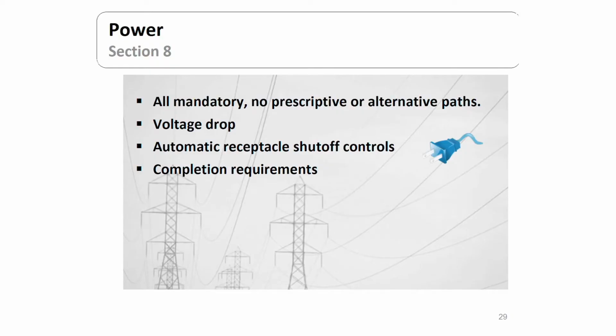And even shorter will be the power section. That's Section 8. This section is all mandatory. There's no prescriptive or alternative paths available to you. It's going to deal with voltage drop. It's going to talk about automatic receptacle shutoff controls, and it's got a portion on completion requirements.